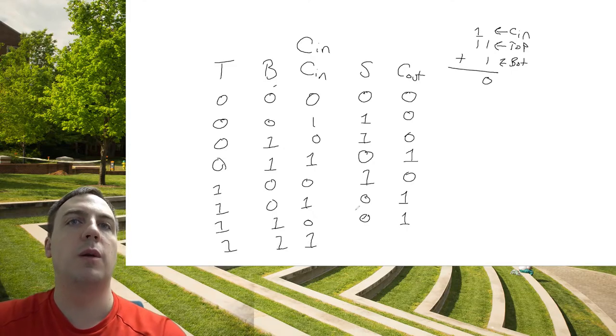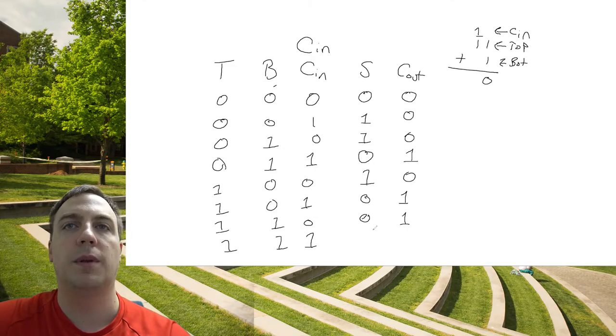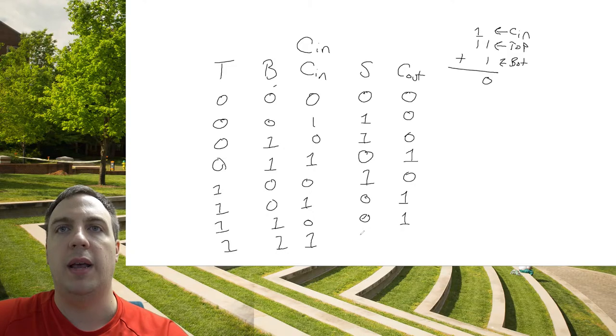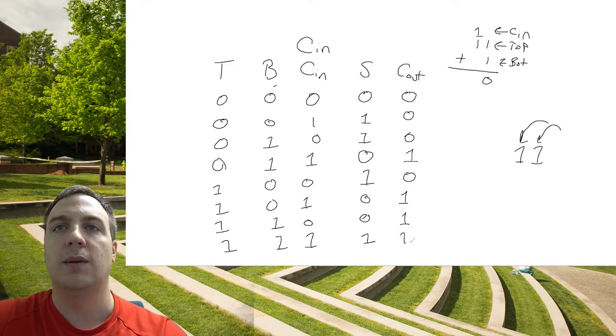Really the weird one is this last one here, which is 1 plus 1 plus 1, which is actually the value 3, which if you think of 3, it's this right here. So what are we going to drop down in our ones place? A 1. What are we going to carry out? A 1. So that's how we get this.